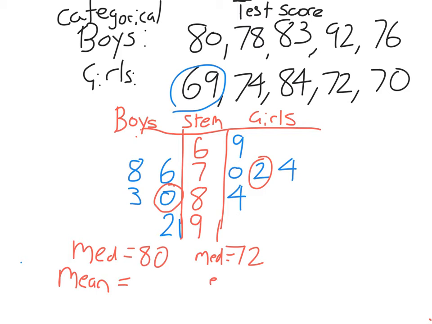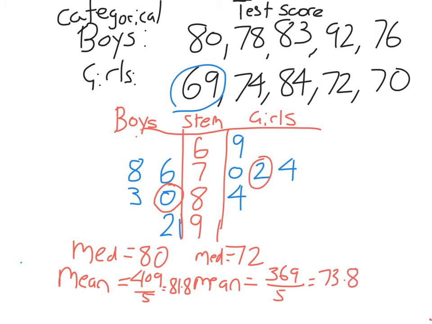So we can calculate the mean for both boys and girls. Again, make sure you know how to do this on Excel. So for the boys, the mean is 409 over 5, which is 81.8. And the mean for the girls was 369 over 5, which is 73.8.